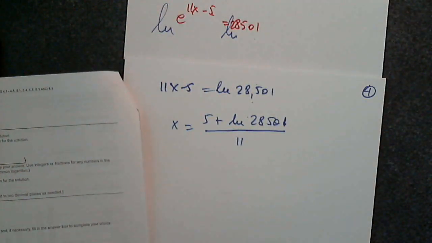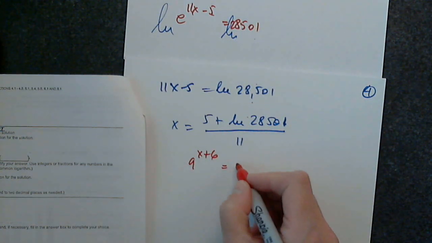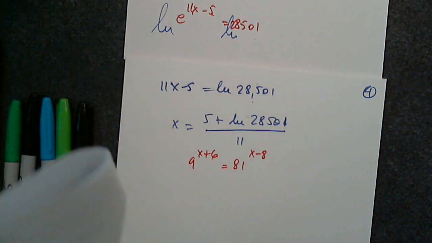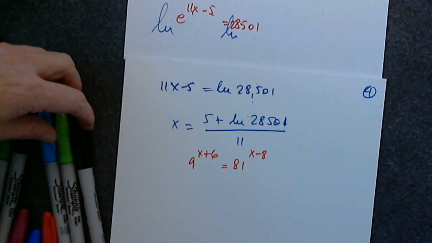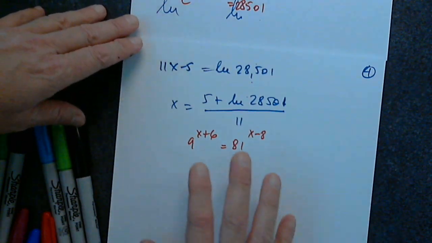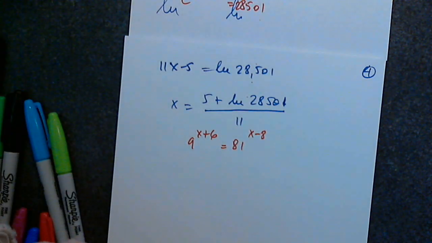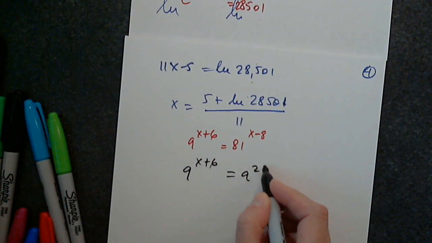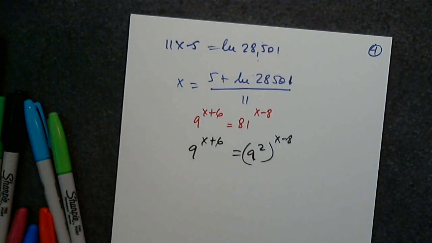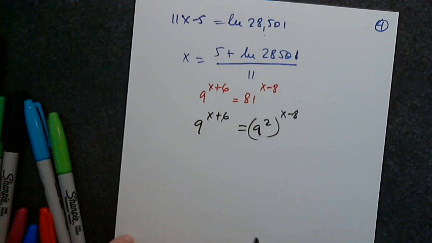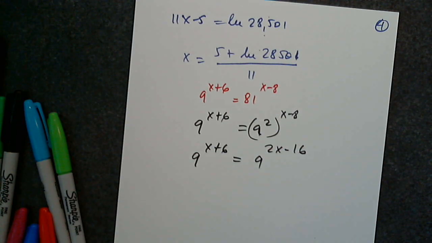Number 11. So we have 9 raised to x plus 6 equals 81 raised to x minus 8. Now normally, you know me, I always request, not mandatory, but I request prime numbers. In this case, because it's 9 and 81, I'm going to let it slide. Of course, you can apply natural log. You will get the same answer. But this is so much easier than applying natural log. So the left-hand side is 9 raised to x plus 6, and the right-hand side is 9 raised to 2x minus 16. And this is much more straightforward. I would recommend this.